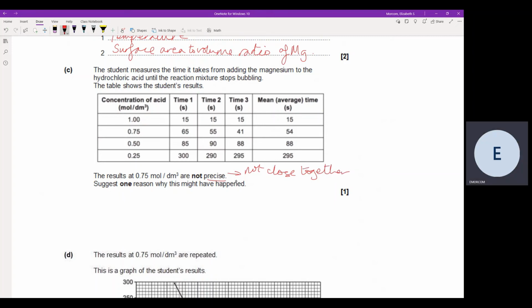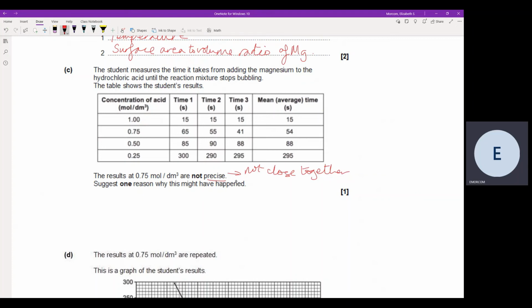Okay. So let's have a look. We've got 65, 55 and 41. So they're really quite spread out. Okay. Now suggest one reason why this might not have been close together. So one reason why it might have happened.